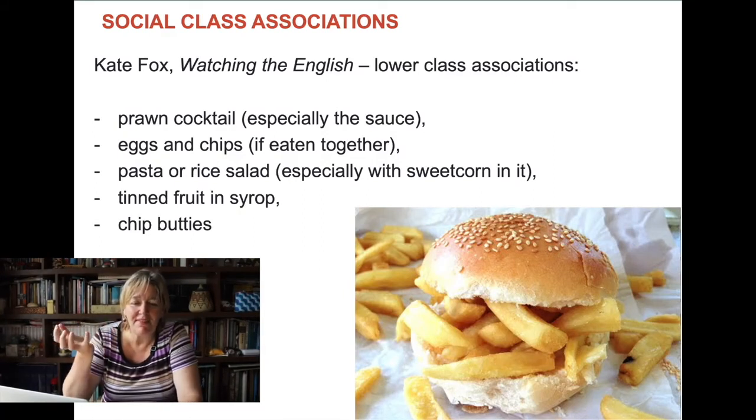The chips that you know as American chips are called crisps in England. So I'm using the English way of calling these foods. But eggs and chips eaten together, this is working class. Pasta or rice salad, especially with sweet corn, kind of canned sweet corn in it, this is working class. Tinned food in syrup, working class.